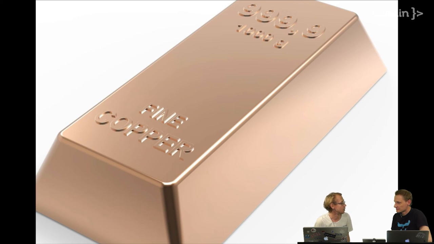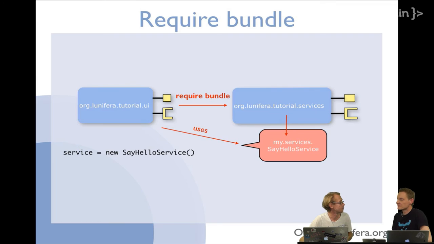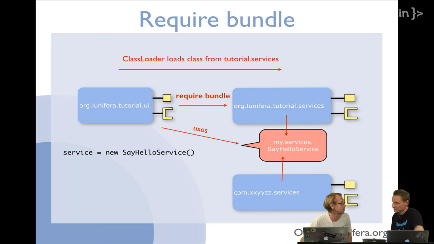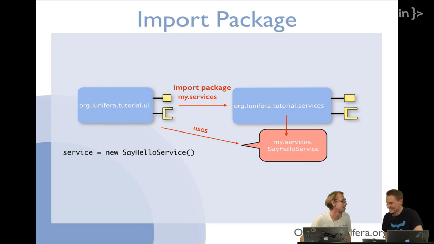Now we come to a very heavy way to import packages, and it's called the require bundle manifest header directive. We can see two bundles, the tutorial UI bundle on the left side requires the bundle tutorial UI service in its manifest. So tutorial UI may call a new say hello service, since the tutorial service on the right side has an implementation of the say hello service. If there is a second bundle, let's call it XXYYZZ services, and it contains the same class, you will never be able to load that class from your tutorial UI bundle. You exactly say I require that bundle. So there is almost no way. There are tricks to do that.